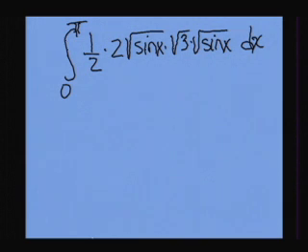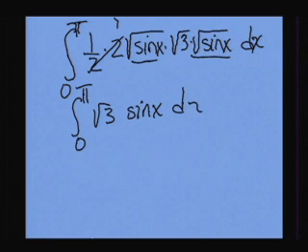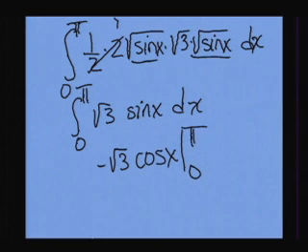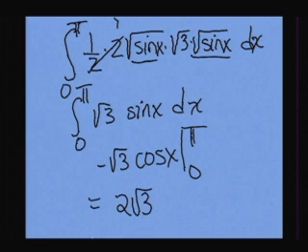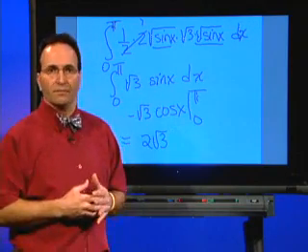And actually, this simplifies because we can cancel those to 1, and we have the integral from 0 to pi. We still have the square root of 3, but now these simplify to sine x dx, which of course means that the integral is negative the square root of 3 cosine x. And we're evaluating that from 0 to pi. In that case, we'll get an answer of 2 times the square root of 3. So that's the answer that I hope you got when you worked on this problem.